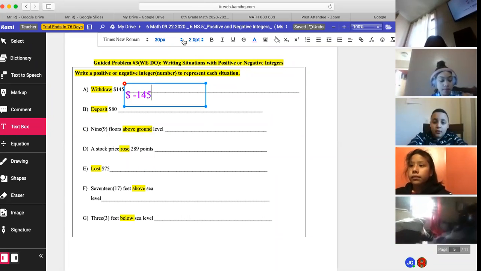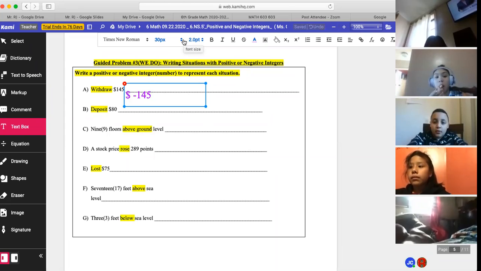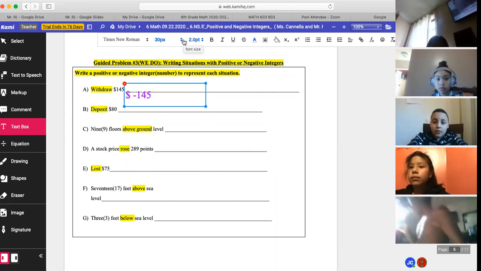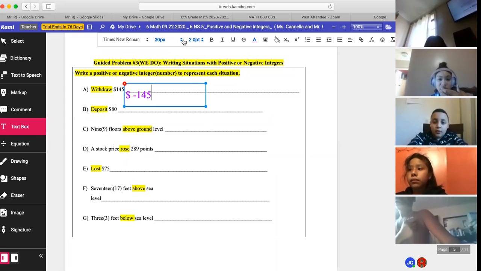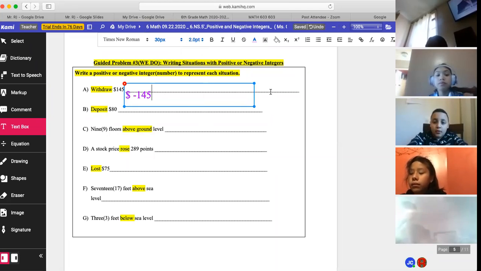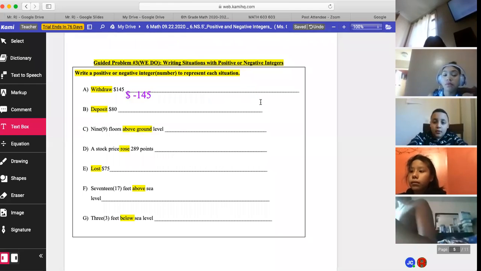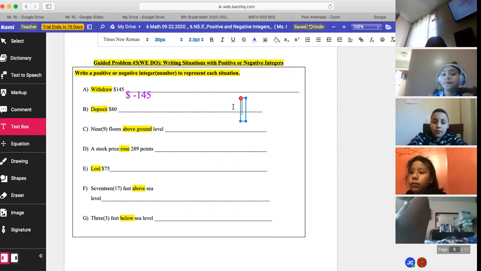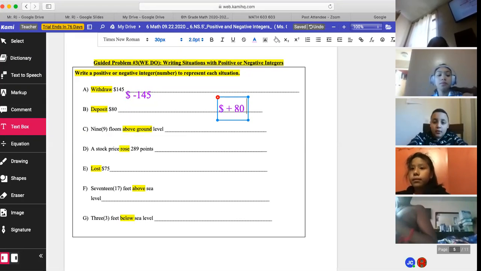Okay, so the next one on my list. Since we have so many microphones off, I'm going to pick Azealia Rodriguez. B, deposit $80. Is that positive or negative? Positive. Thank you so much. The next one, Adeline.